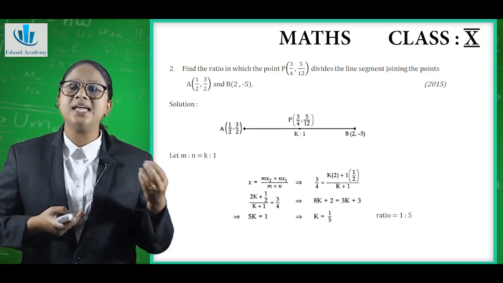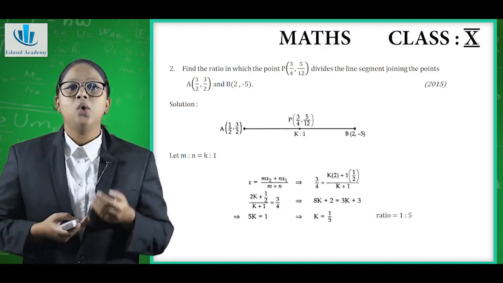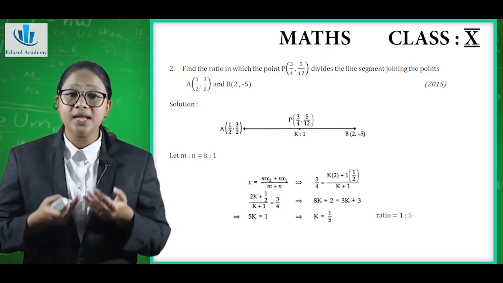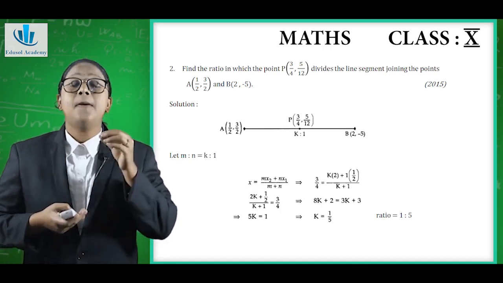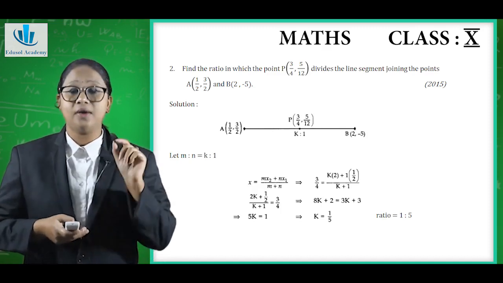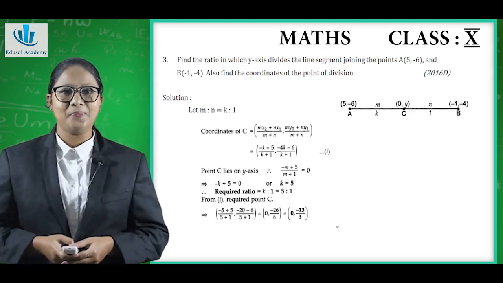Now instead of using m and n, you can put k and 1. So upon cancelling, we will get k is equal to 1 by 5. So we can write the ratio is 1 is to 5. The ratio in which P is dividing AB is 1 is to 5. You have to conclude it every time. Moving on to the next question.